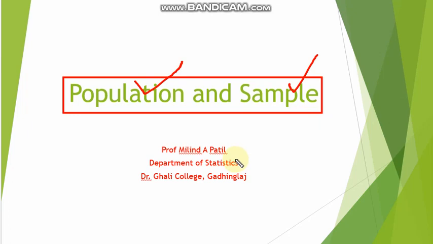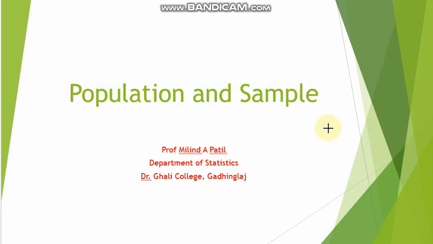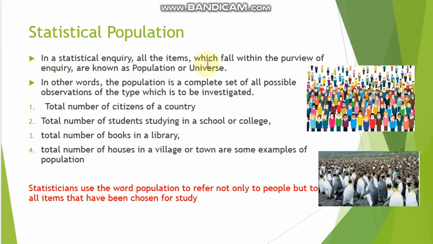So today let us see the importance of sampling and the various methods of sample selection from the population. Whenever we are discussing population and sample, it is necessary to understand what is actually meant by the statistical population. In any statistical inquiry, all the items which fall within the purview of inquiry are known as population, or it is also called the universe.